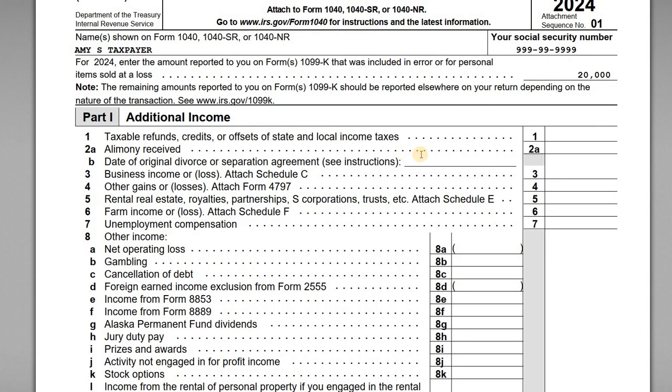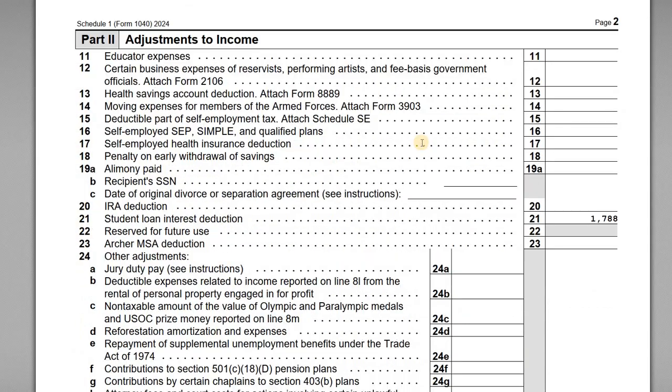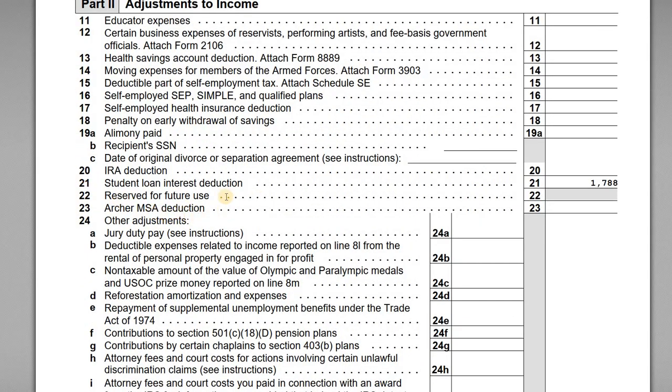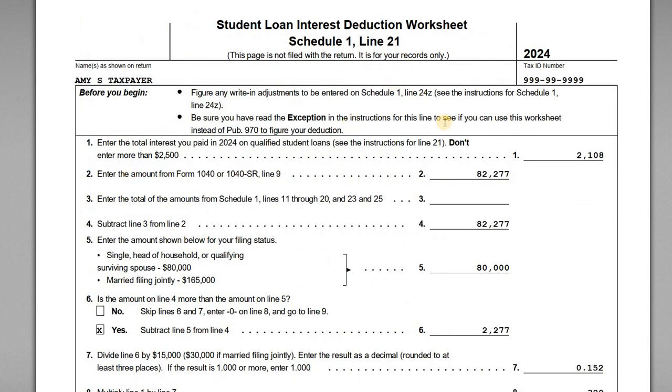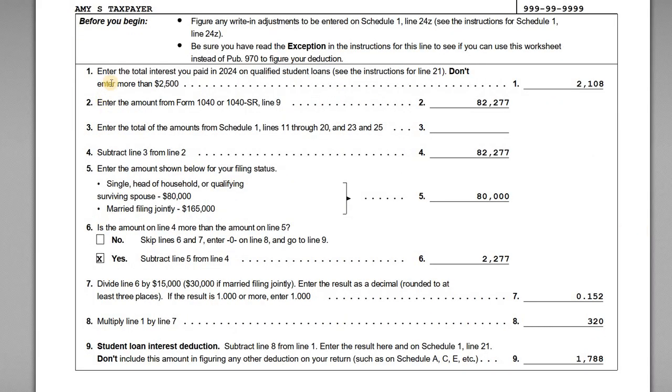And so now on the Form 1040, the student loan interest deduction is reported on line 21. However, before you get to this line item, you need to complete the student loan interest deduction worksheet to see whether or not you can deduct any of it or there's going to be a phase out. So if we jump down at the very bottom, we have a student loan interest deduction worksheet. And so we complete the worksheet to figure out how much we can deduct. So on line 1, we're entering the total interest paid in 2024. Don't enter more than $2,500, right? So that is the cap. So even if you paid $12,000 in student loan interest, you can only deduct at most $2,500.